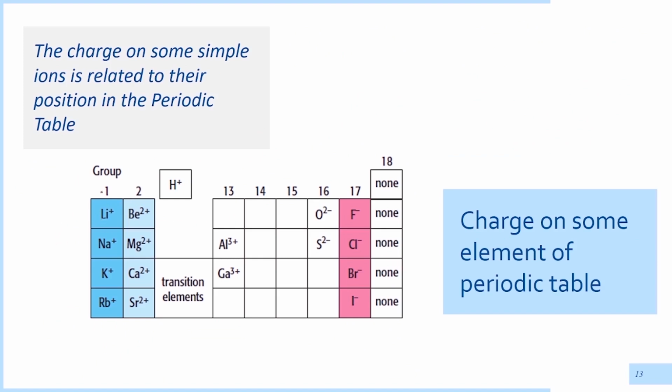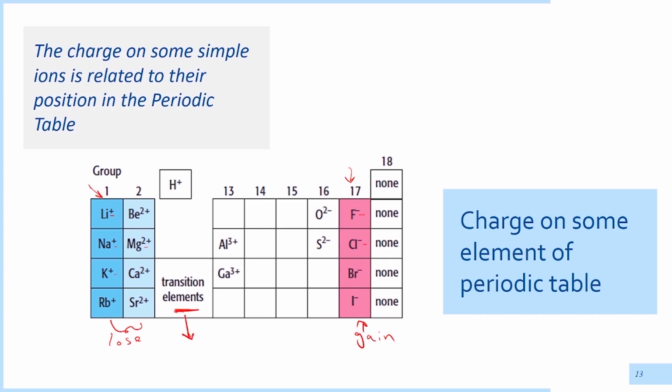Here are some of the elements in the periodic table and their charges. You can see that all elements in the first group have 1 positive charge. They tend to lose 1 electron during the formation of the ionic bond. And in the second group, each element has 2 positive charges. They tend to lose 2 electrons during the formation of the ionic bond. If we look at group 7, the halides, each one of them carries 1 negative charge because they tend to gain 1 electron during the formation of the ionic bond.